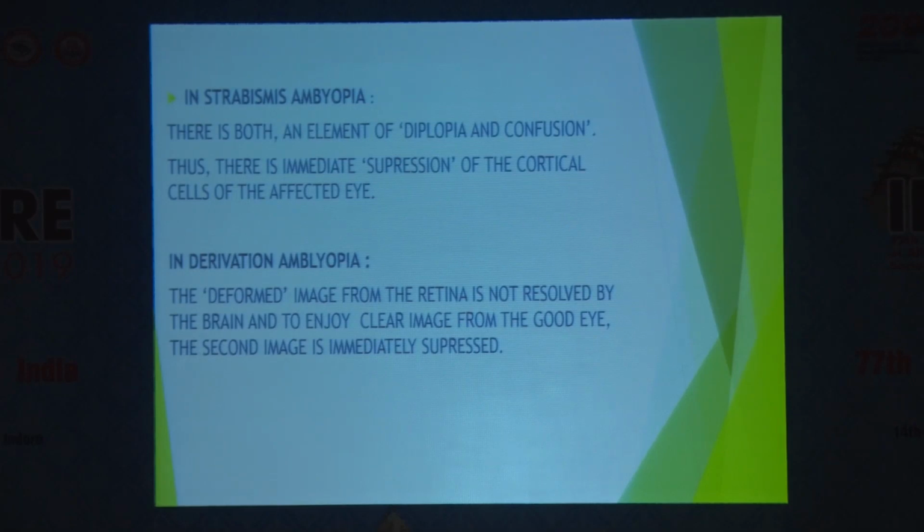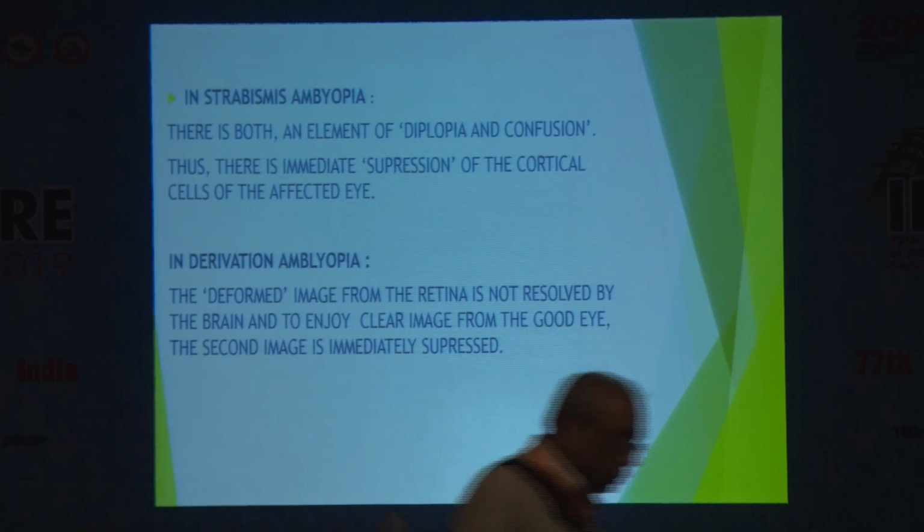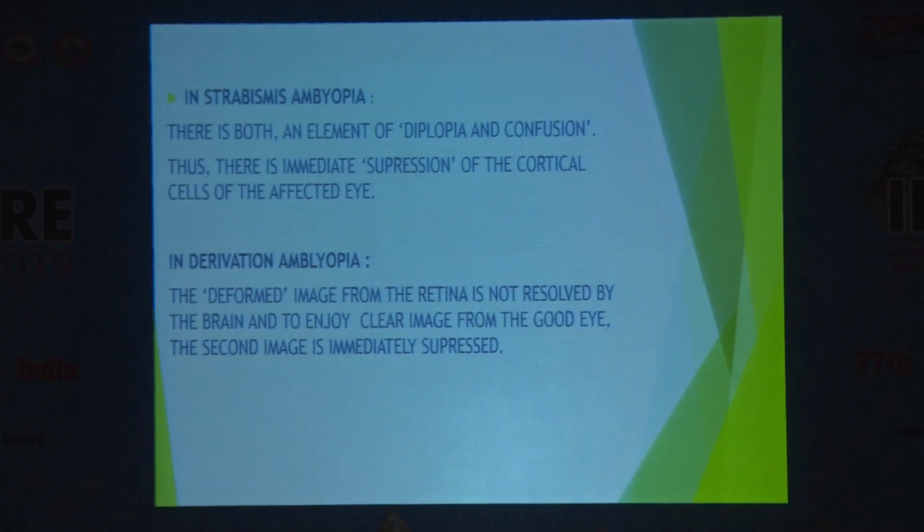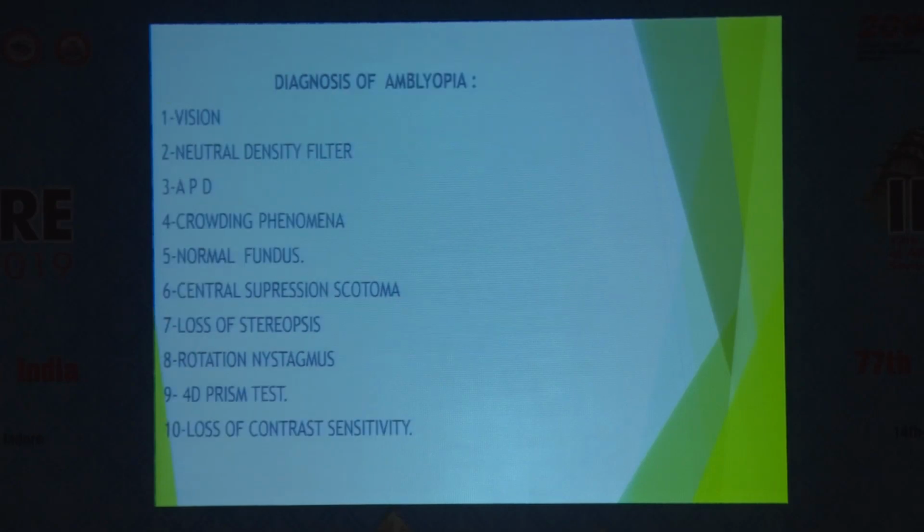In strabismic amblyopia, there is both an element of diplopia as well as confusion. This is basic, so I'm not going through that. Thus, there is an immediate suppression of the cortical cells of the affected eye, to remove confusion and also to remove the diplopia. In deprivation amblyopia, the deformed image from the retina is not resolved by the brain, and to enjoy a clear image from the good eye, the second image is immediately suppressed. It is a very simple understanding of the three types of amblyopia.